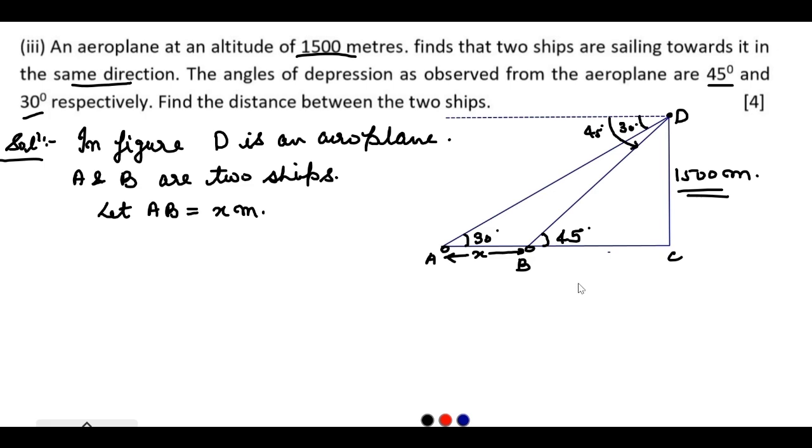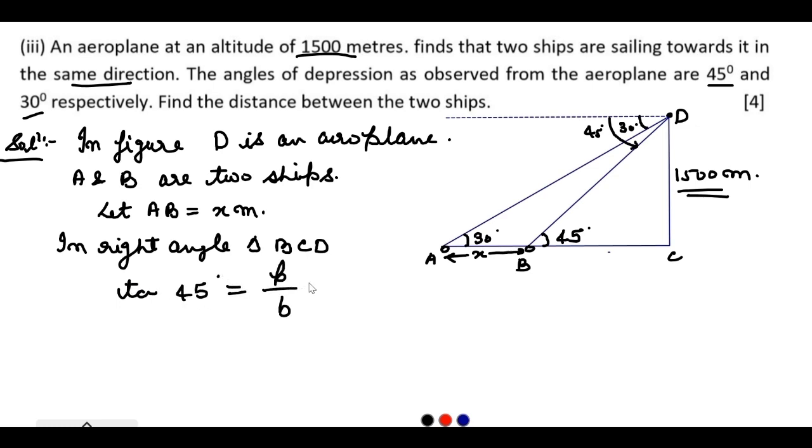Now, there are two right angle triangles in the figure. First, ACD and second BCD. So, first of all, we are considering right angle triangle BCD. Tan 45 is equal to perpendicular upon base, means CD upon BC. And tan 45 is 1, CD is 1500, so BC is equal to 1500 meters.